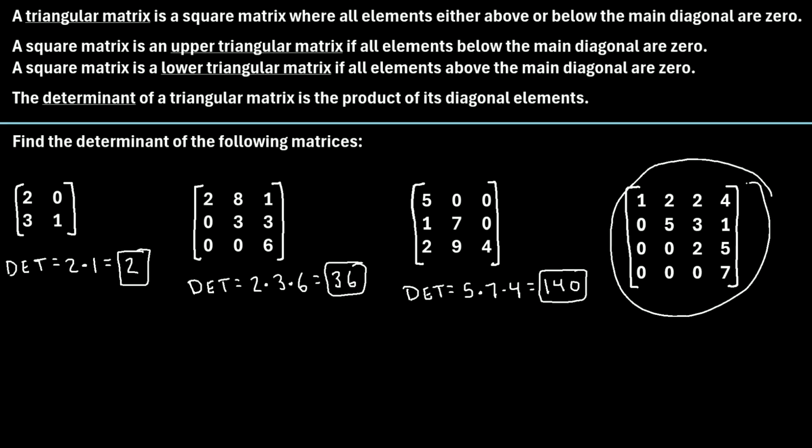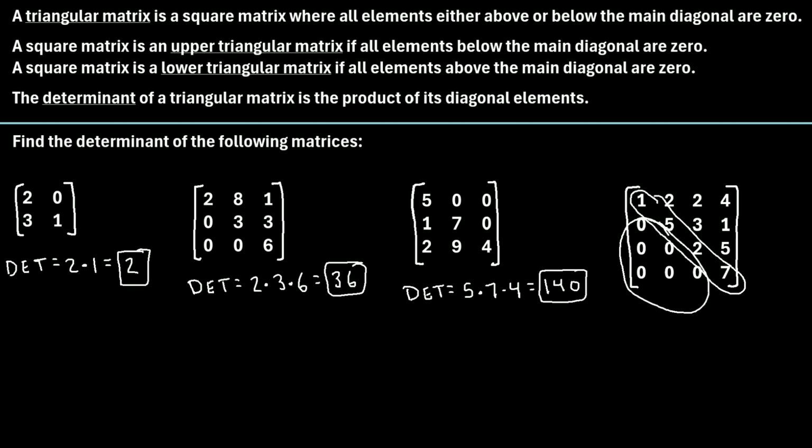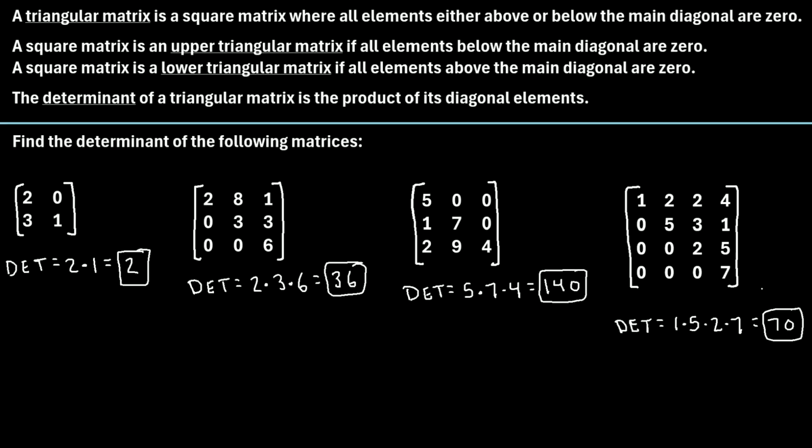Now let's consider our very last matrix here. So this is a 4 by 4 matrix, so it is a square matrix. And if we look at the main diagonal, we can see that all of the elements below the main diagonal are 0. So this is an upper triangular matrix. So because it is a type of triangular matrix, to find the determinant, we're just going to take the product of all of the values along the main diagonal. So 1 times 5 is 5, times 2 is 10, times 7 is 70. So the determinant of this particular matrix is 70. So that is how you can find the determinant of a triangular matrix.